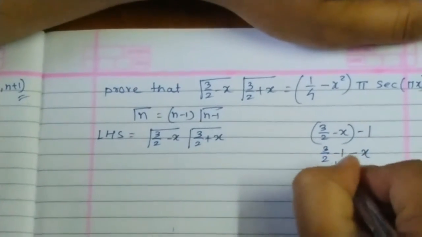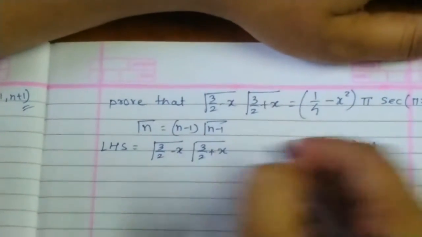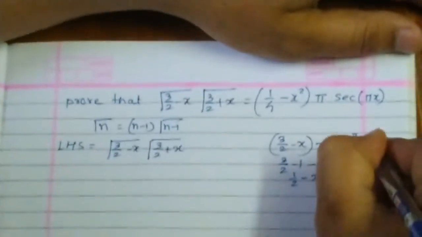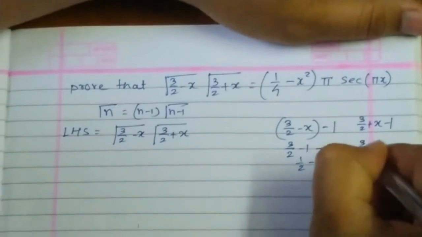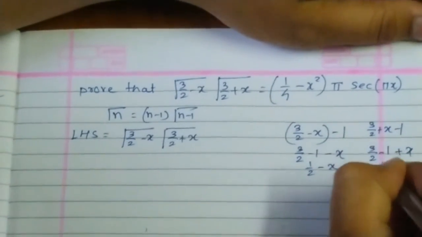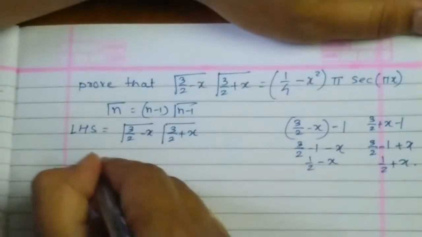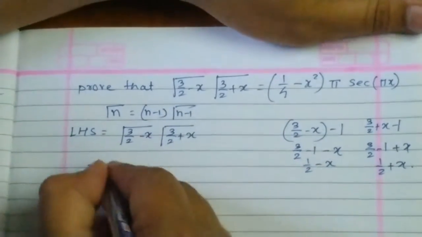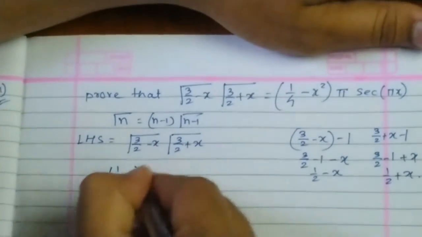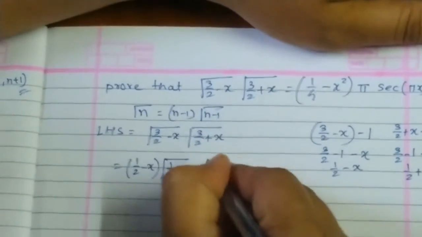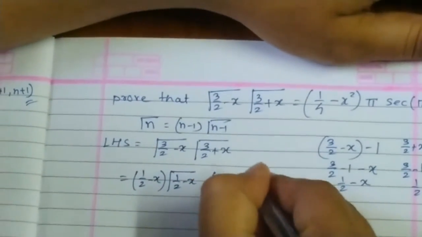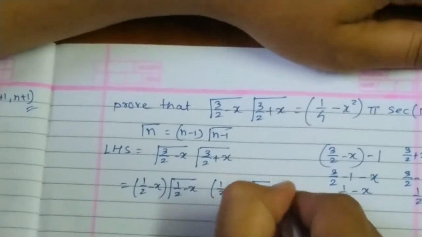What is 3/2 minus 1? That is 1/2 minus x. Similarly for this, 3/2 plus x minus 1. What am I getting there? 3/2 minus 1 plus x, that is 1/2 plus x. So hence for this particular term, with this property I am getting (1/2 minus x) into gamma of (1/2 minus x), and for this one I am getting (1/2 plus x) into gamma of (1/2 plus x).